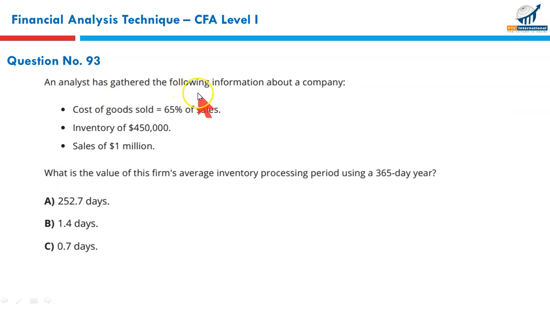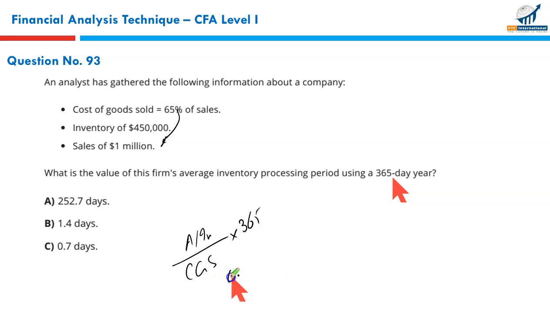An analyst has gathered the following information about a company. Cost of goods sold 65% of sales. Inventory is this much. What is the value of the firm's average inventory processing period during 365 days a year? We just need to know the formula and you know what to do. What is the inventory turnover in days? That is your average inventory upon your CGS multiplied by 365. Do we have CGS? Yes, it's 65% of sales. That's 650. In the denominator, we have 650 times 365.